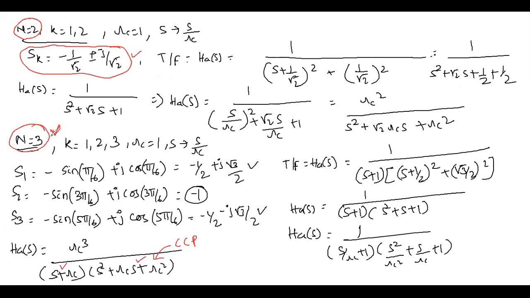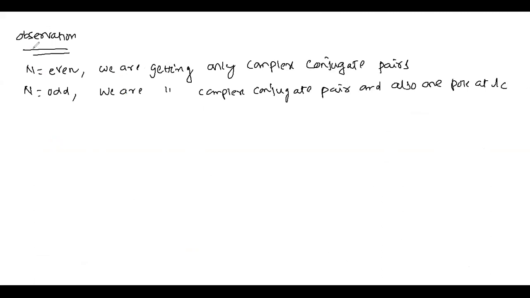If you see, when n is odd, you are getting a complex conjugate pair plus one pole at omega c. When n is even, we are getting only complex conjugate pairs, no pole at omega c. So these are the two observations we got from our derivation. Now I will use these observations to write my transfer function.